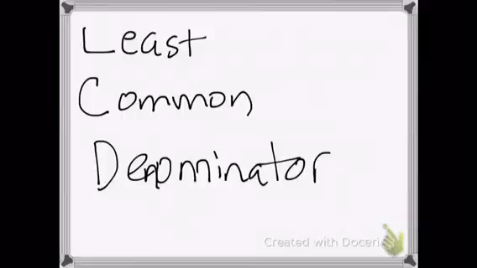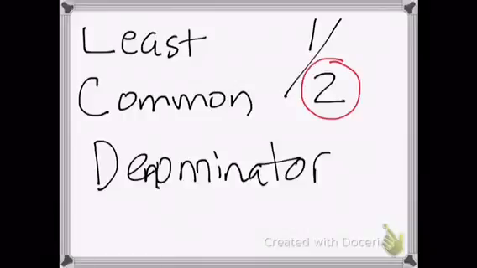Okay, so for example, when we have the number 1/2, the denominator is the number on the bottom. So in 1/2, the denominator would be 2. Or in the example of 2/3, our denominator would be 3. So when we do the least common denominator, we're going to try to find the number that these two numbers have in common that is the smallest. I'm going to show you how to do that just to review.